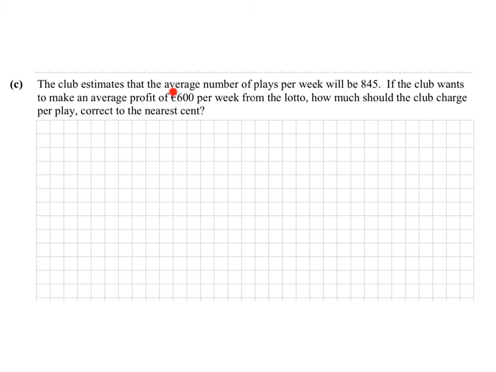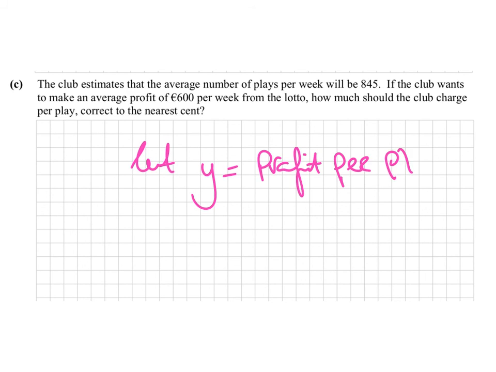Okay, the final part of that question. The club estimates that the average number of plays per week will be 845. If the club wants to make an average profit of 600 per week from the lotto, how much should the club charge per play correct to the nearest cent? So what I'm going to do is I'm going to let y equal the profit per play, because I don't know that.